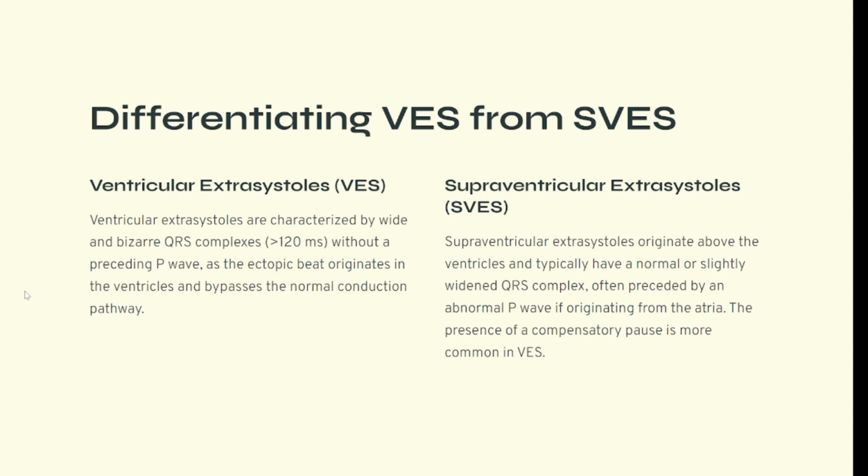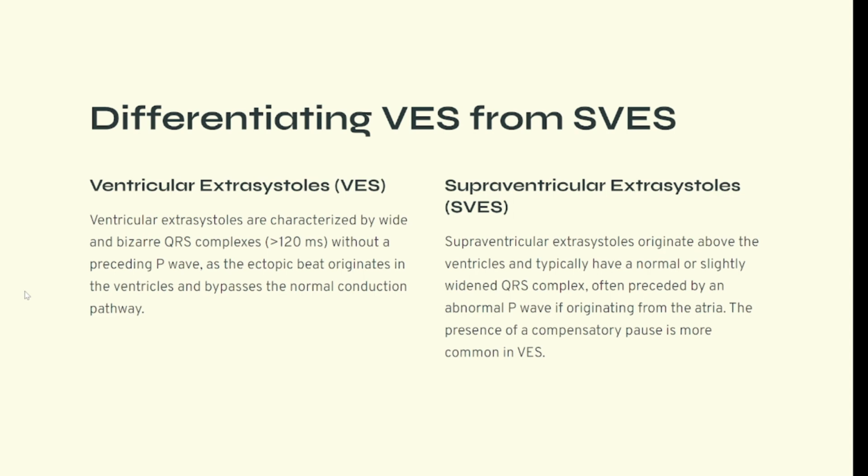due to the ectopic beat originating in the ventricles and bypassing the normal conduction pathway. Supraventricular extrasystoles, SVES, on the other hand, originate above the ventricles and typically have a normal or slightly widened QRS complex, often preceded by an abnormal P wave if originating from the atria. The presence of a compensatory pause is more common in VES.